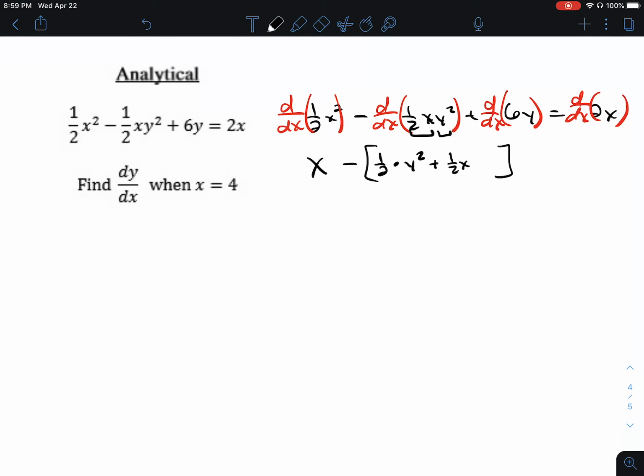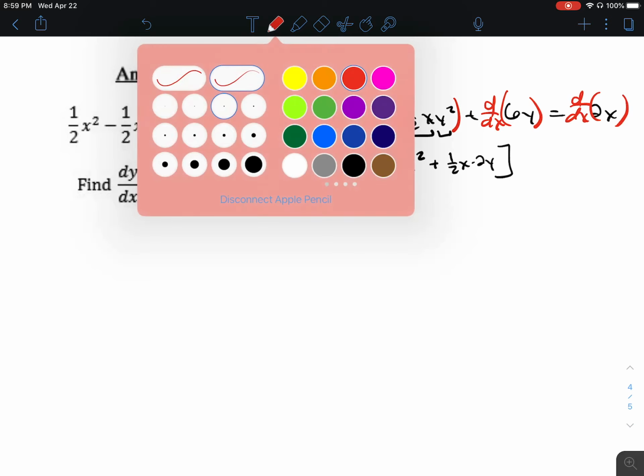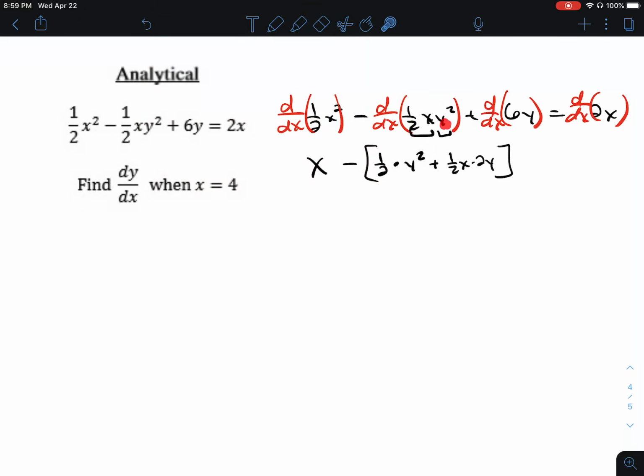The derivative of y squared is 2y. It's the incorrect variable because this is a y and this is with respect to x, so we put a little dy over dx beside it. The derivative of 6x with respect to x is 6 dy over dx. The derivative of 2x with respect to x is 2.